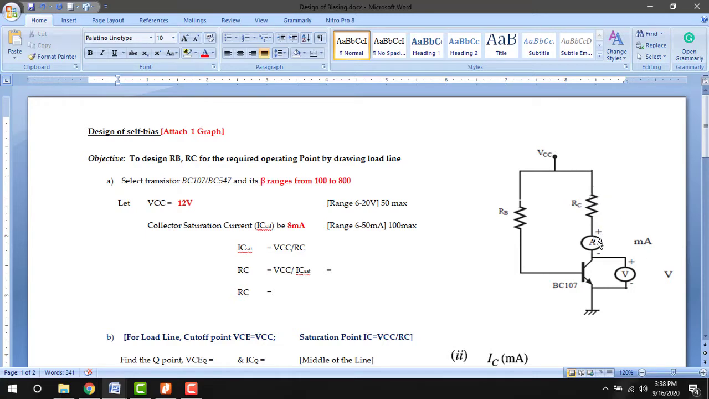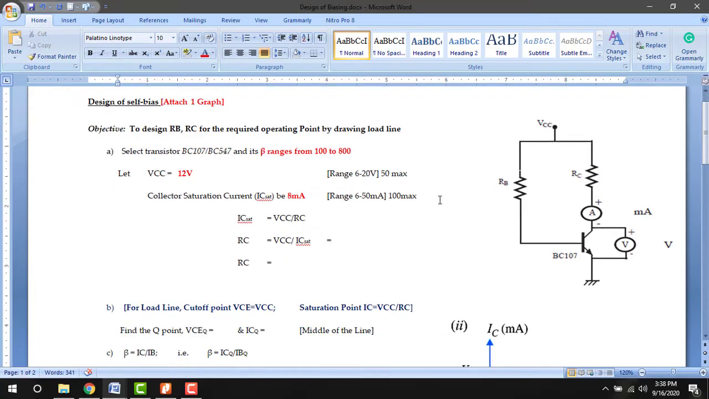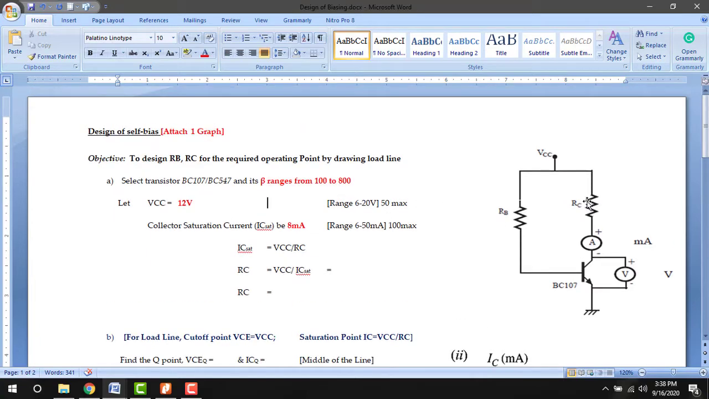The maximum collector current I assumed as 8 milliamps. We can change this value up to the maximum, as per our requirement. Then at saturation condition, in this circuit, the voltage is 0. As per our design, the voltage will be the operating point value, but at saturation, the VCE is equal to 0.